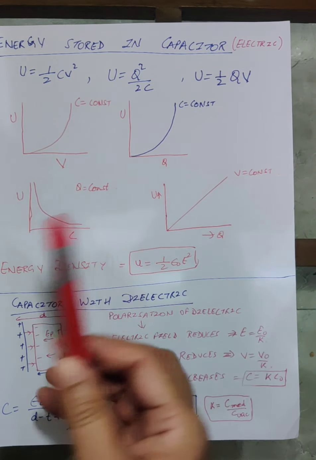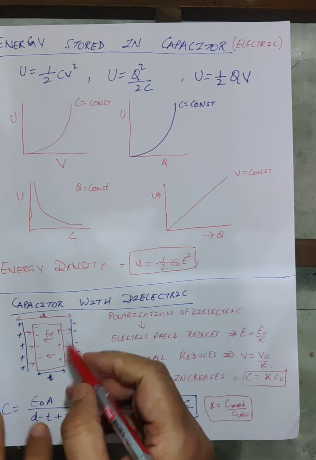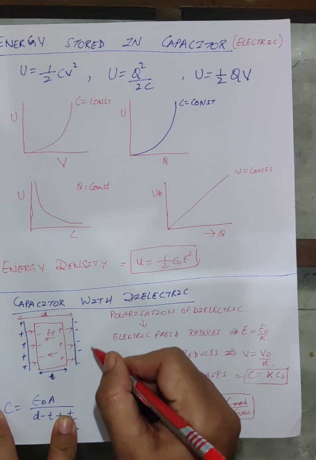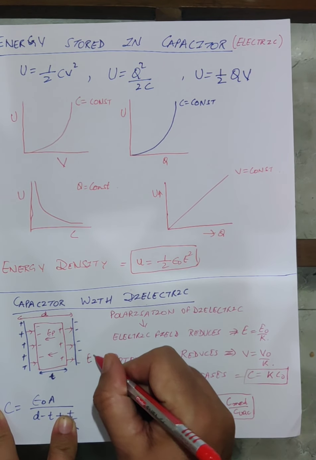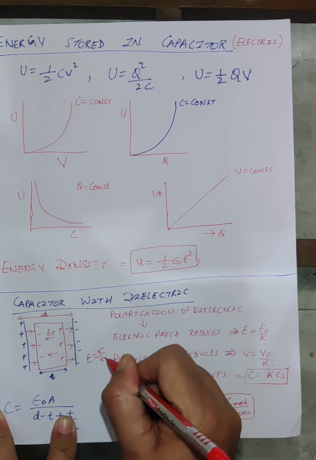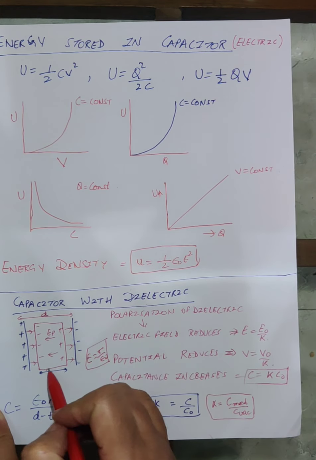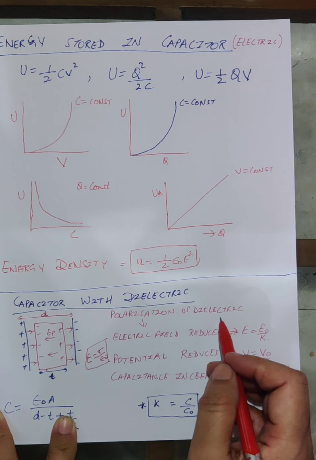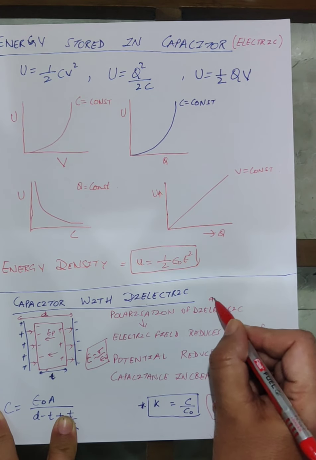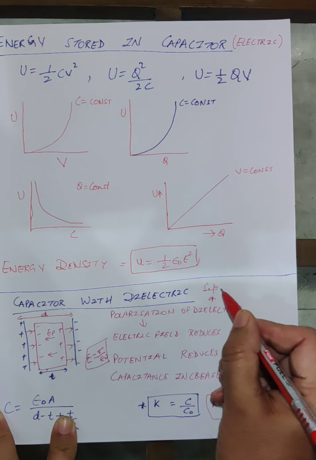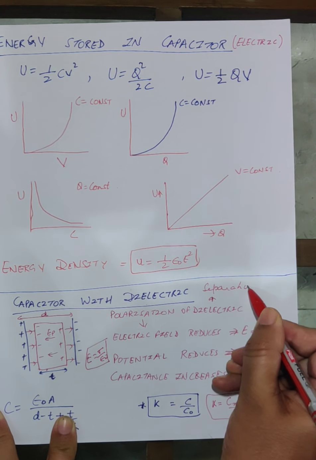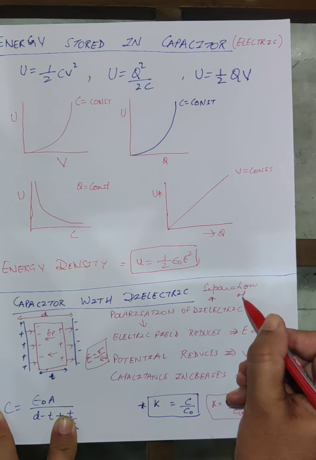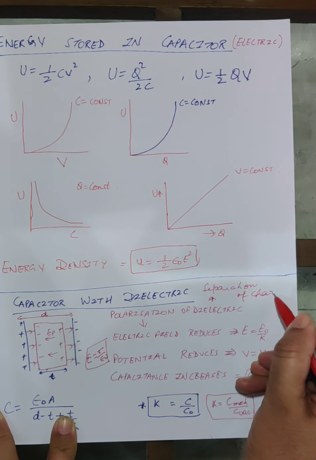We have already done, children, what the electric field between the plates of the capacitor is. You have done that the electric field between the plates of the capacitor is equal to sigma by epsilon naught. So the moment you place the dielectric, what happens? Polarization. What do you mean by polarization? Polarization means the separation of charges. The separation of charges takes place.